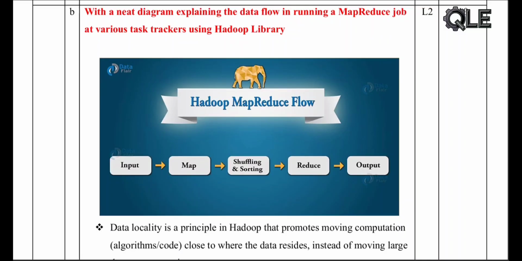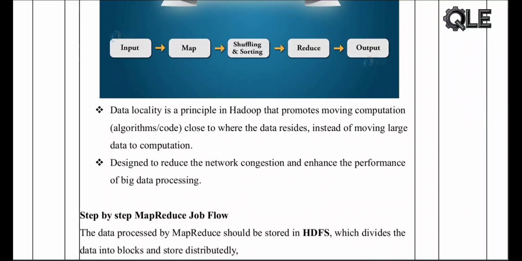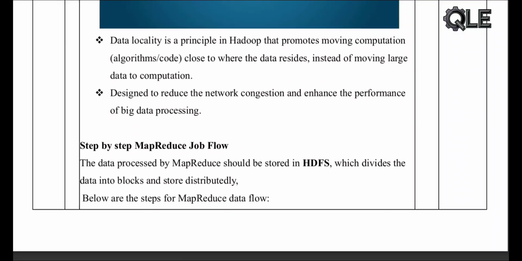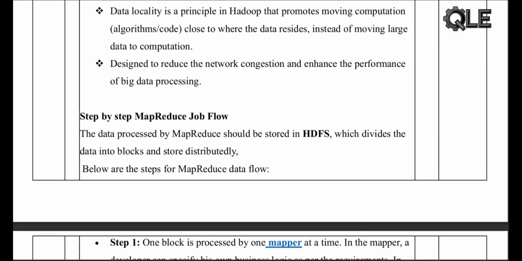Today, let's understand how a MapReduce job flows in Hadoop with a focus on data locality and task tracking. What is data locality? In Hadoop, instead of moving large amounts of data to where the code is, we move the code closer to the data. This concept is called data locality and it helps reduce network traffic and speeds up processing.